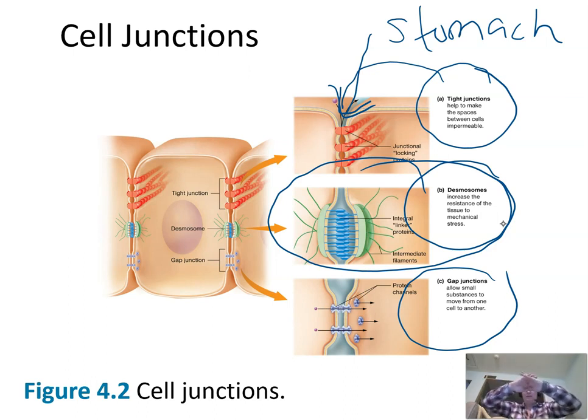Desmosomes have some give. So you might see these in your epidermis and your dermis where you have a lot of pull. Whereas gap junctions are actually ion channels. They're little pores between the membranes. So they're the most permeable. These are found in the heart muscle, because they allow the rapid flow of ions to pass right through the heart. Because when your heart contracts, it contracts as a unit. You don't want individual cells contracting.